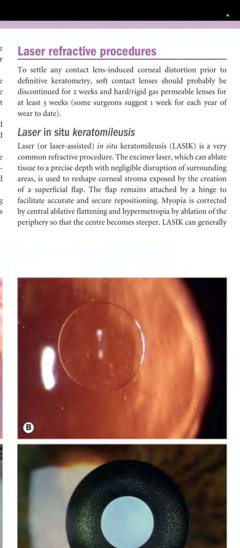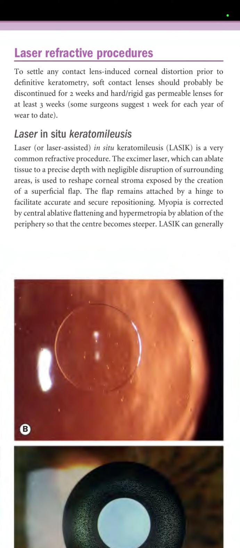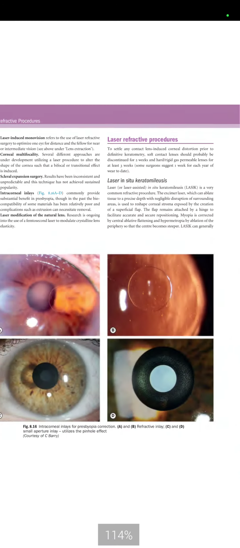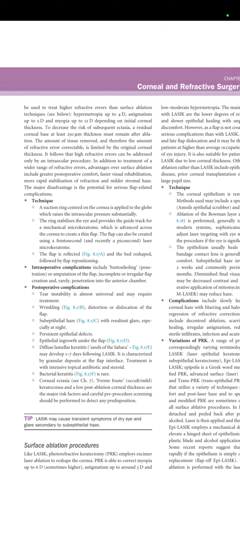Laser in situ keratomileusis, or laser assisted in situ keratomileusis. LASIK is a very common refractive procedure. The excimer laser, which can ablate tissue to precise depth with negligible disruption of the surrounding area, is used to reshape corneal stroma exposed by the creation of a superficial flap. The flap remains attached by a hinge to facilitate accurate and secure repositioning. Myopia is corrected by central ablation, flattening, and hypermetropia by ablation of the periphery so the center becomes steeper. LASIK can generally be used to treat higher refractive errors than a surface ablation technique.